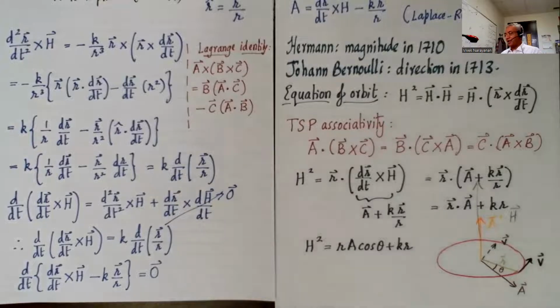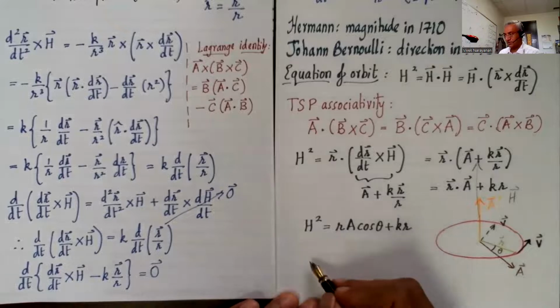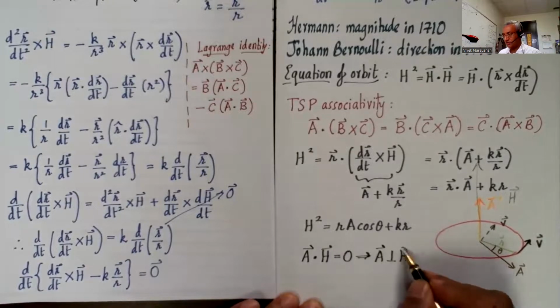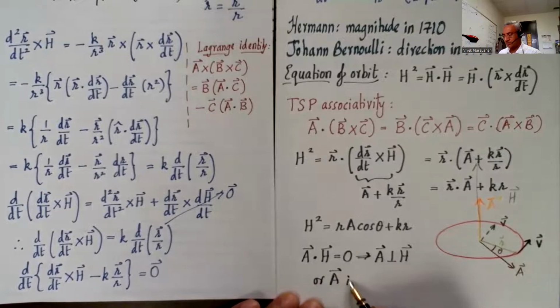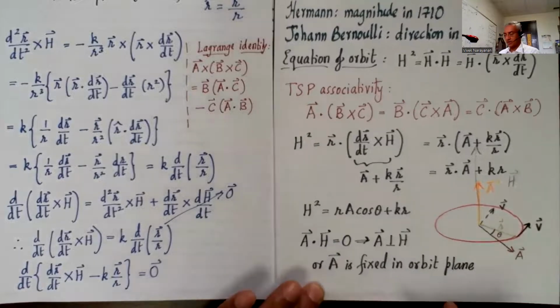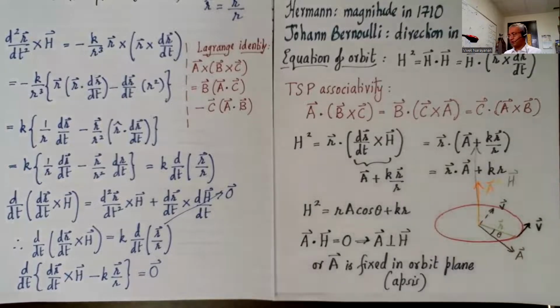That's your theta. Now I'll show you that this A vector is actually what's called the apsidal or apsis vector. So we'll talk about that soon. So let me just write it. Since A dot H is equal to 0, this tells you that A must be perpendicular to H, or A is fixed in the orbit plane. And that's called the apsis. I'll describe more carefully what the apsis is in a couple minutes.